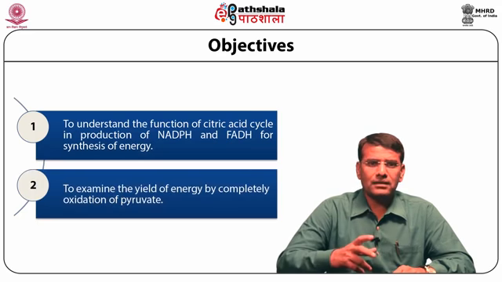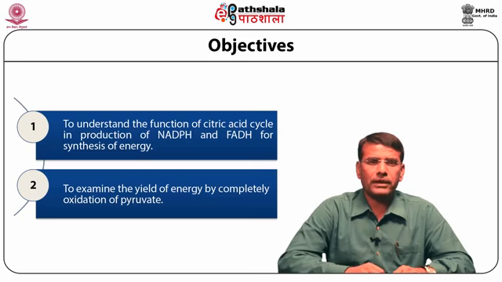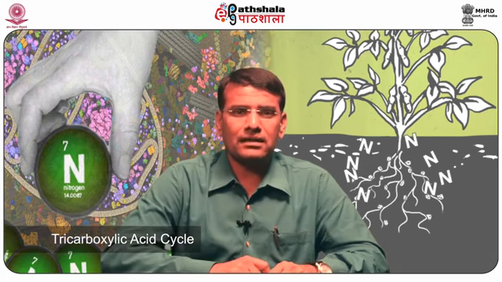To examine the yield of energy by complete oxidation of pyruvate, the conversion of pyruvate to acetyl group, then the entry of those groups into the citric acid cycle, which is also called the tricarboxylic acid cycle or Krebs cycle after its discoverer Hans Krebs.